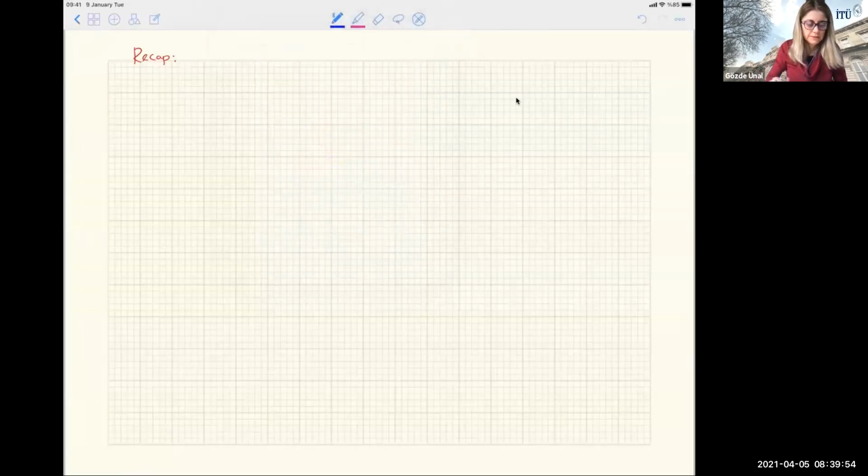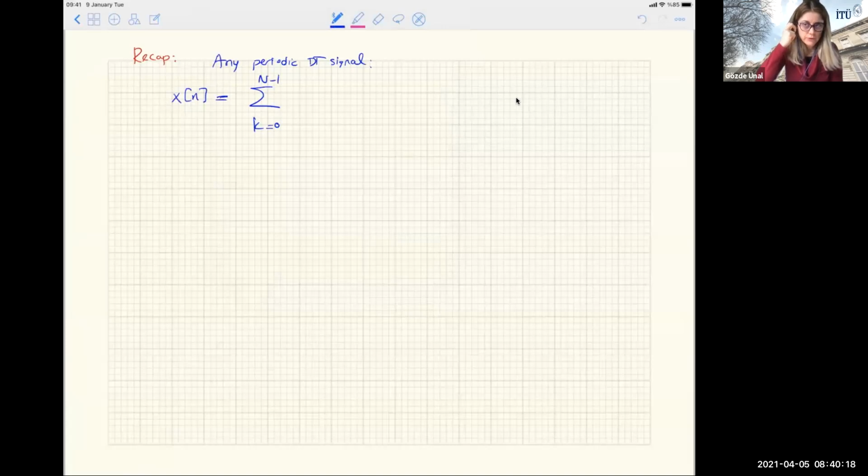Just to recap, we said we can express any periodic discrete time signal as a sum, k from 0 to N minus 1, where capital N is the number of harmonically related sinusoids that we are using to express this signal. And these are 2 pi over N k, which was really our omega 0 hat n. Omega 0 hat, I mean, right?